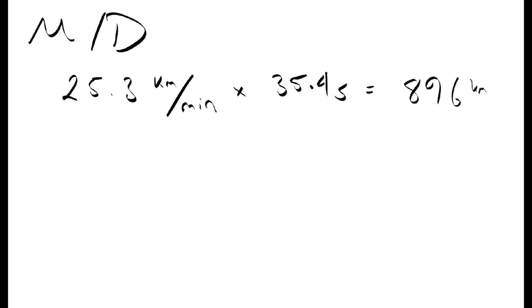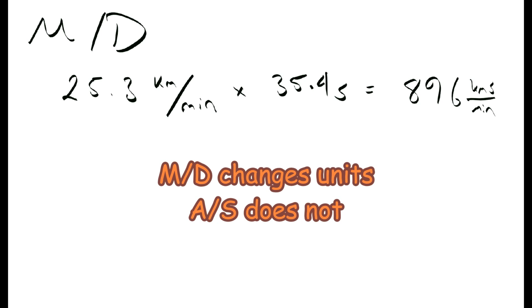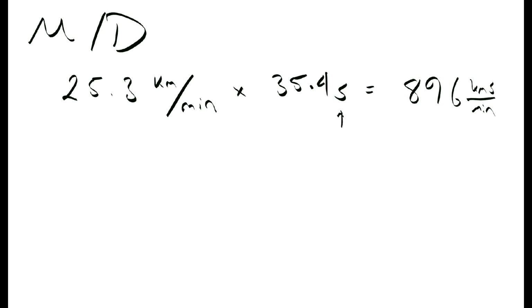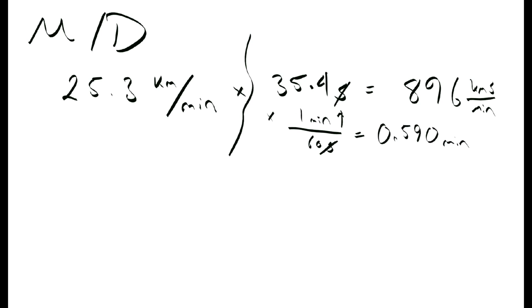896 kilometer seconds per minute, which is why I really, really recommend that you convert from seconds to minutes here. So before you do this problem, 35.4 seconds times 60 seconds per minute. Nope, that's backwards. Excuse me while I pretend I never wrote that. Times 1 minute per 60 seconds. Seconds will cancel out and leave you with 0.590 minutes.